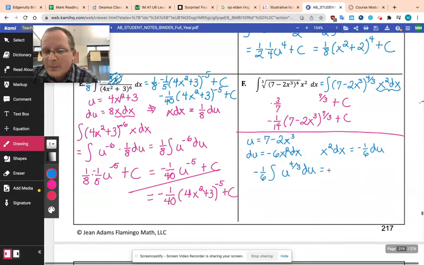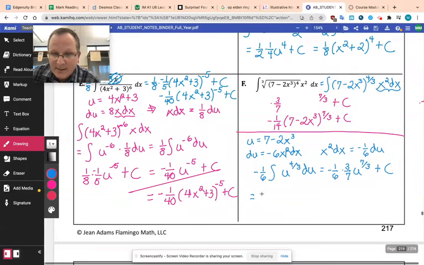So antiderivative then. We have negative 1/6, u, and my new exponent is that same 7/3 that we see above. Divide by the same. You're seeing the same kind of stuff, right? Plus an unknown constant. So the final answer is negative 1/14, and then u is 7 minus 2x cubed, to my new exponent of 7/3, plus c.